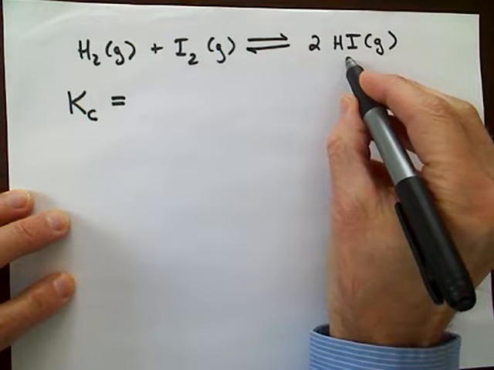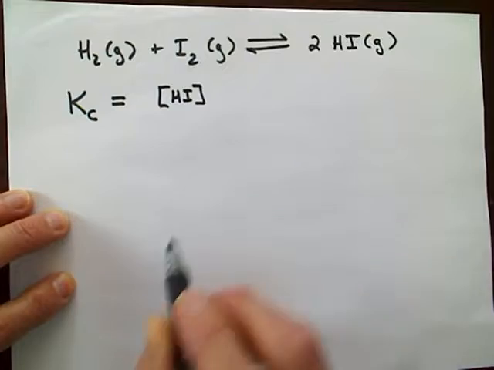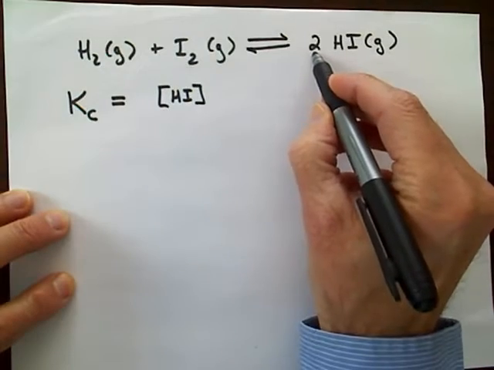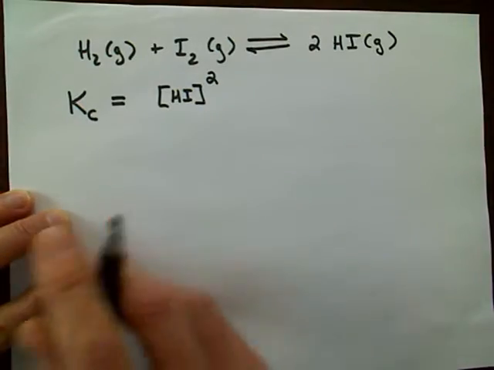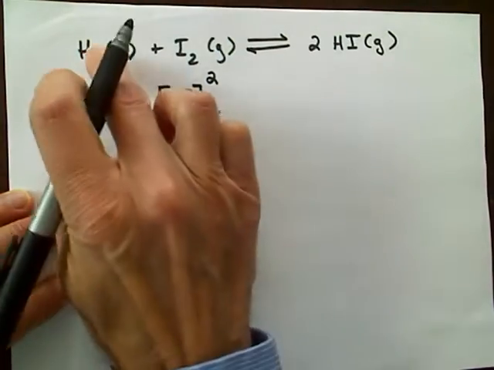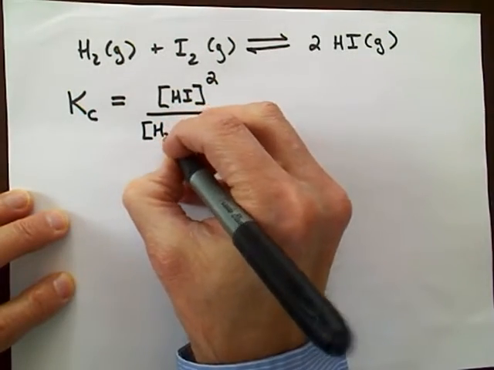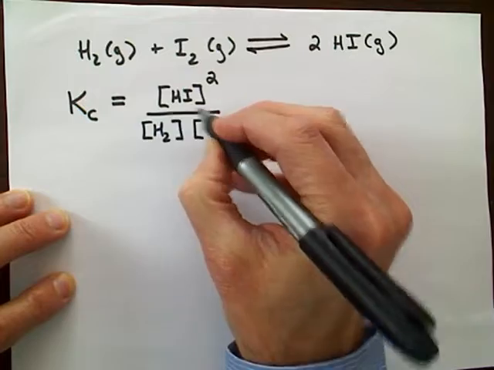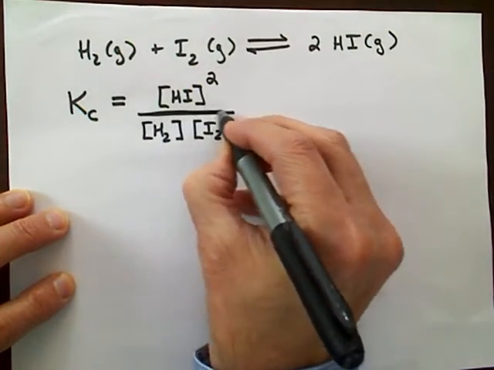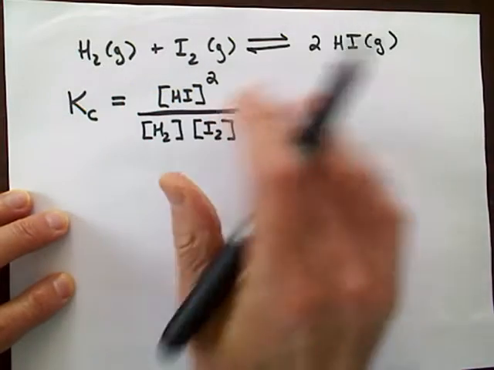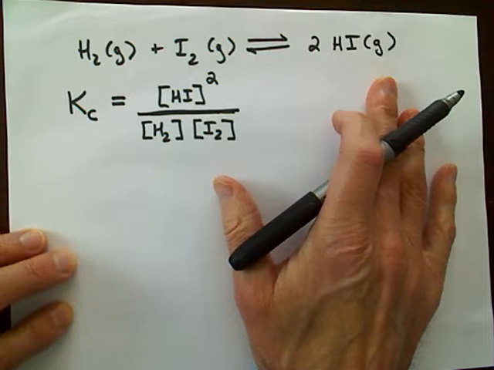We're going to take our products, which is just HI in this case, the concentration of that, and we're going to raise it to its stoichiometric coefficient, which is 2. So HI to the second power. And then we're going to divide by the concentration of our reactants raised to their stoichiometric powers, which is just going to be H2 to the first power and I2 to the first power. And we're going to include everything because these are all gases. Remember, we only include gases and aqueous things in our equilibrium constants.